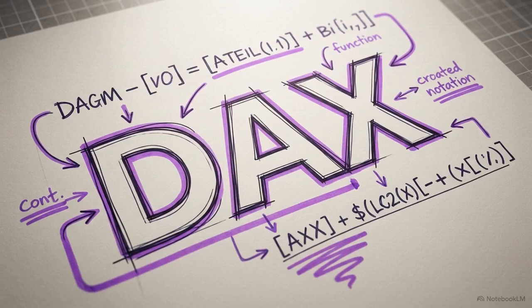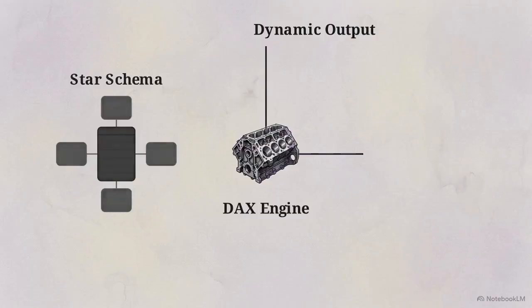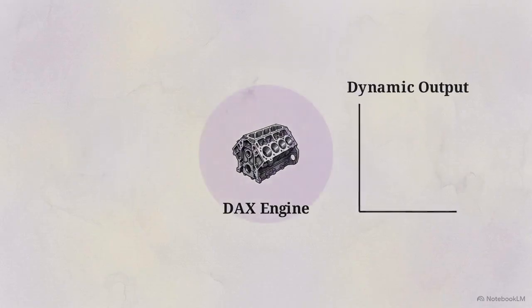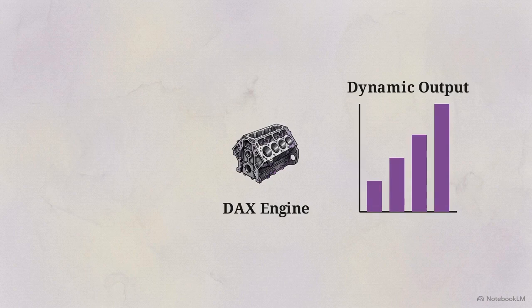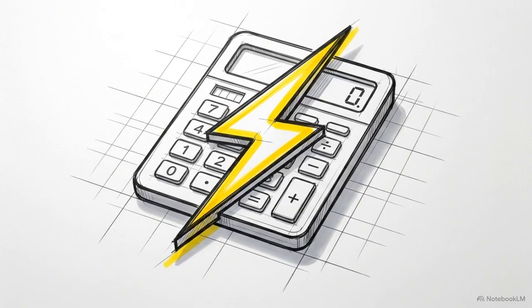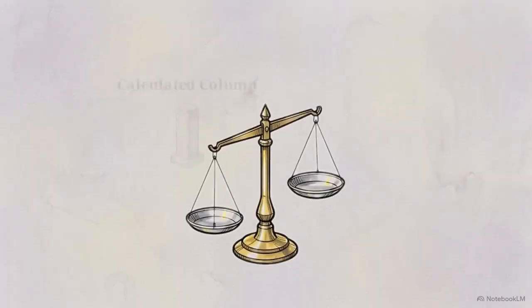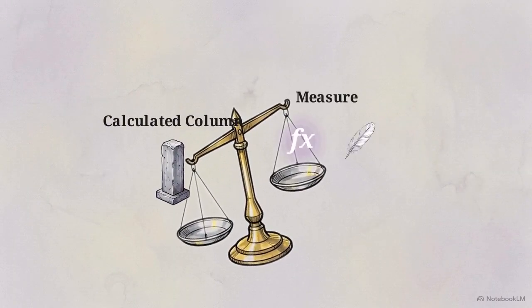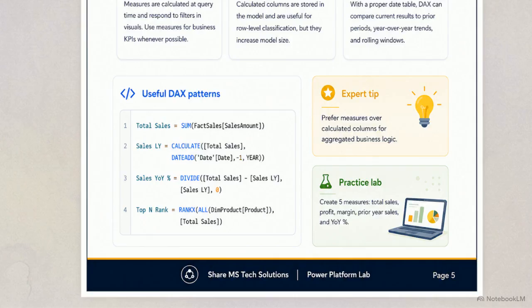With the structure set, DAX, or data analysis expressions, is used to calculate business insights. It is a query time engine that translates the structural model into dynamic results. Developers use measures for these calculations because they compute on the fly. Unlike calculated columns, measures do not increase the physical file size of the model. This pattern box shows a profit margin calculation using the divide function, preventing divide by zero errors that break reports.